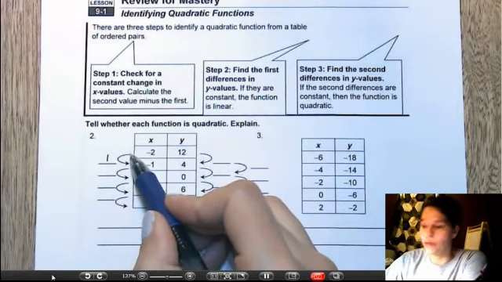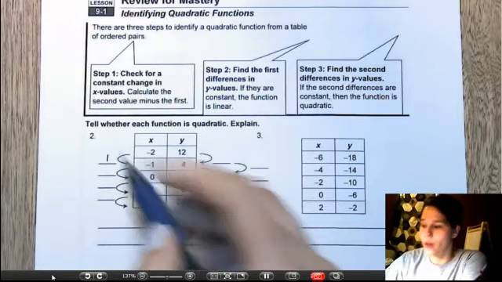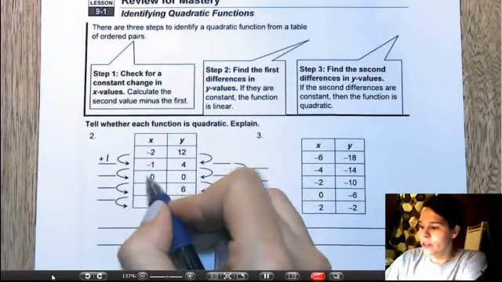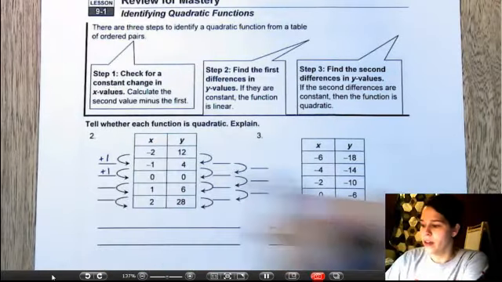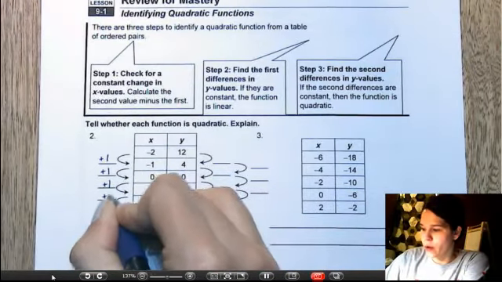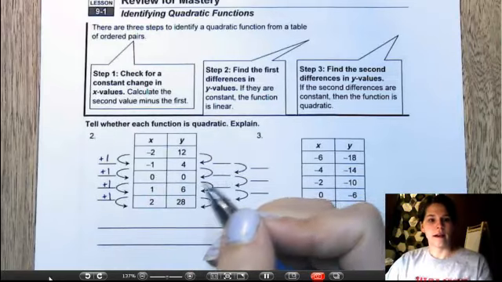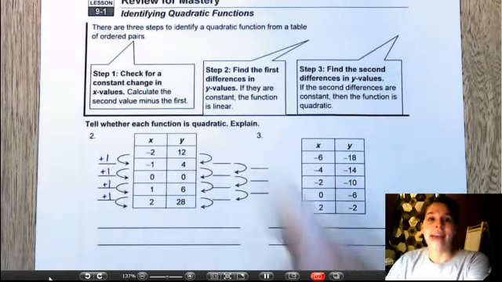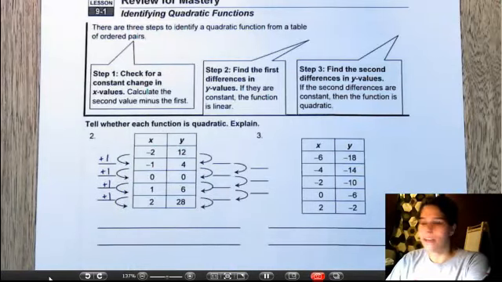Another way to think of it, and this is probably why they drew the arrows this way, is how much must you move to go from -2 to -1? Up 1. So then I always put a plus or a minus there. To go from -1 to 0, I have to move up 1. From 0 to 1, I have to go up 1. And from 1 to 2, I have to go up 1. Okay? So that's good. My x's have to be a constant change. If they're not, then I can right away say it's not a quadratic function.